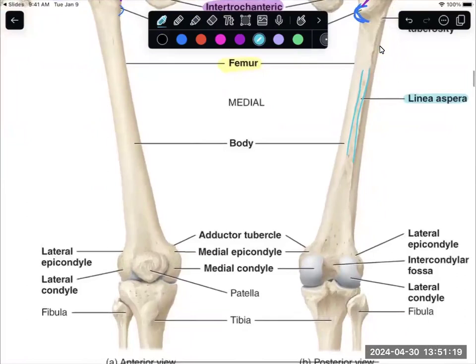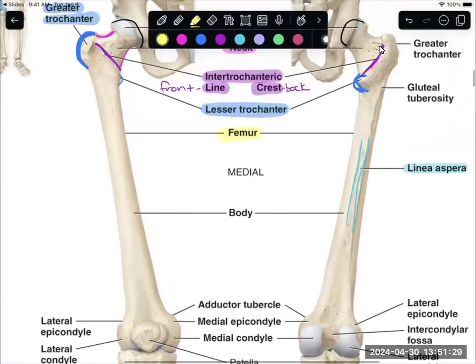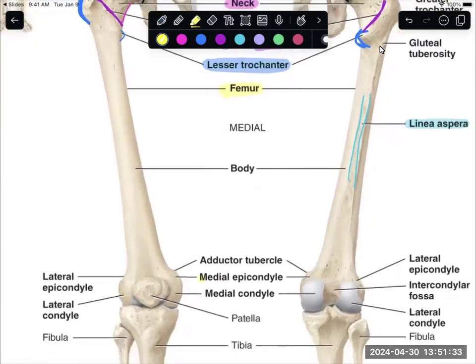Coming down to the bottom of the femur, we're looking at the front and the back. On the same side as the head of the femur, we're going to have the medial epicondyle and the medial condyle.